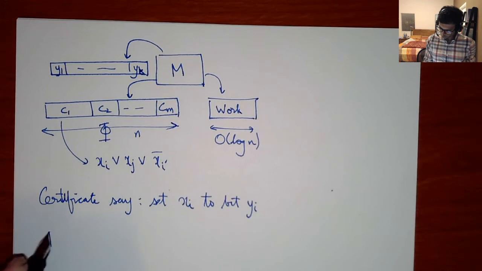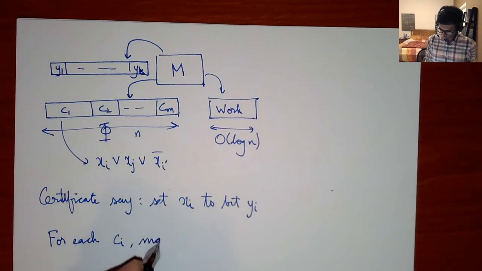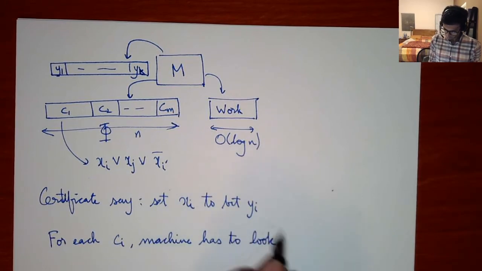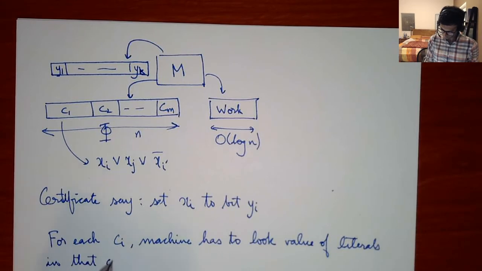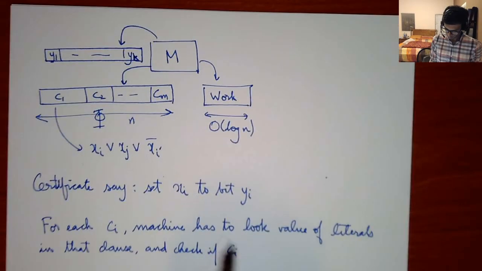So for each clause ci, the machine has to look up the value of the literals in that clause and check if ci is satisfied.